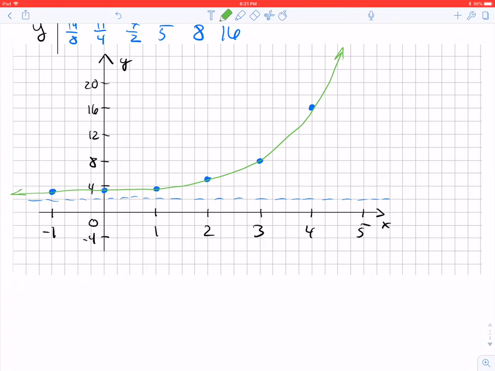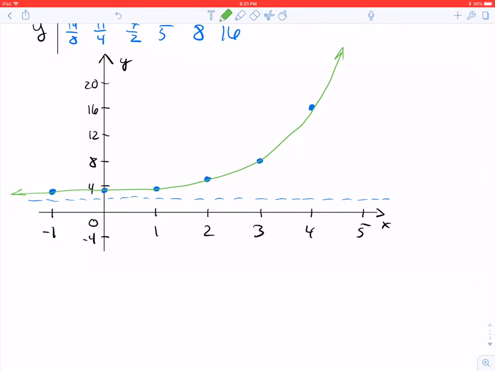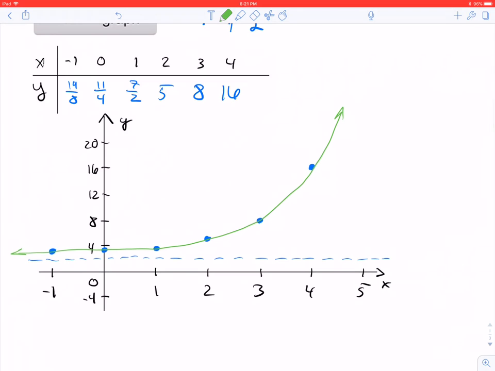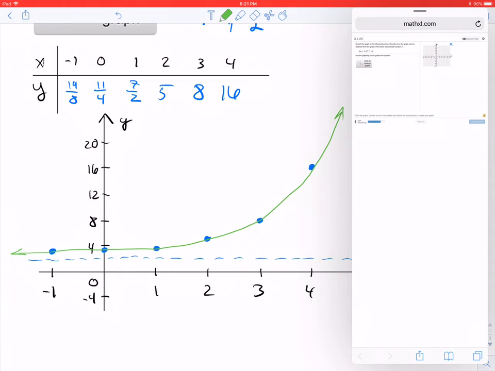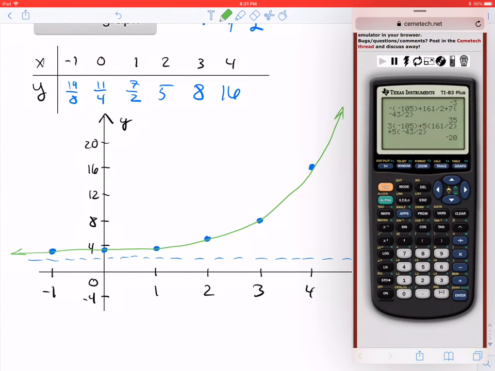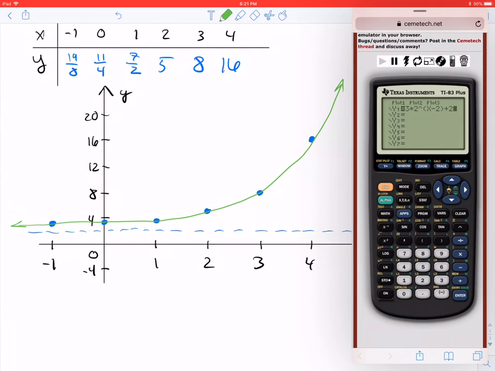Okay, so if I did this by hand, on paper, I'd actually get this result, something like this. Now let me check it in my graphing calculator. So we just want to keep that open. If I was going to do this in my graphing calculator, I put the original in. So I go to y equals, we got 3 times 2 to the power of x minus 2, plus 2. Now I want the window to match the window that I set. So I'm going to go to window.